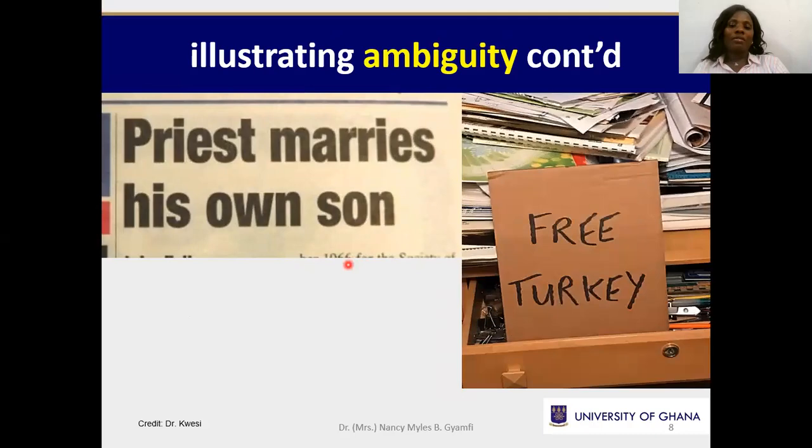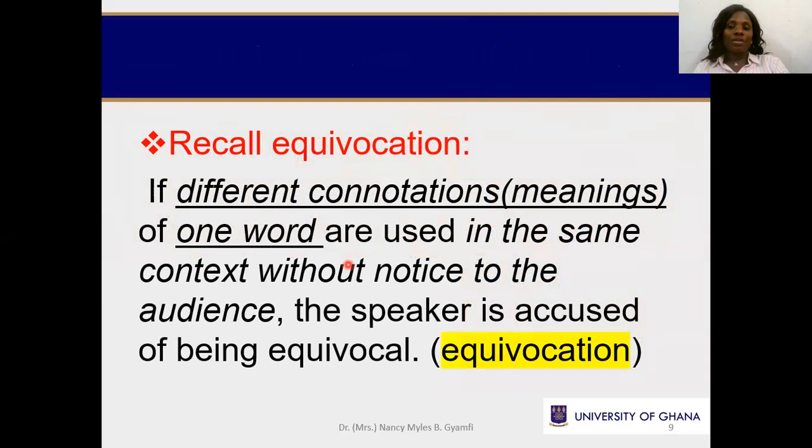Now, all the examples previously given were ambiguities, ambiguous claims, and I've showed you why. Let's recall equivocation so that we know that we cannot confuse equivocation with ambiguity. Now, when do we say one is being equivocal? It has been already said, but we want to highlight it a bit more. Recall, if different connotations of one word are used in the same context without notice to the audience, the speaker is accused of being equivocal. You use the different connotations of one word as if they mean the same. The word is one, but it has different meanings. So if you're using the different meanings of that one word in the same context, as if they mean the same, and you do not prompt the listener, then we accuse you of being equivocal.